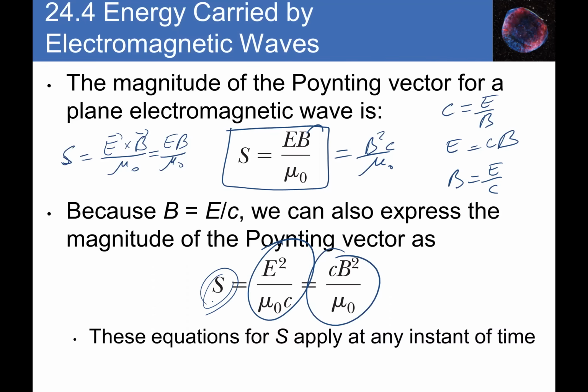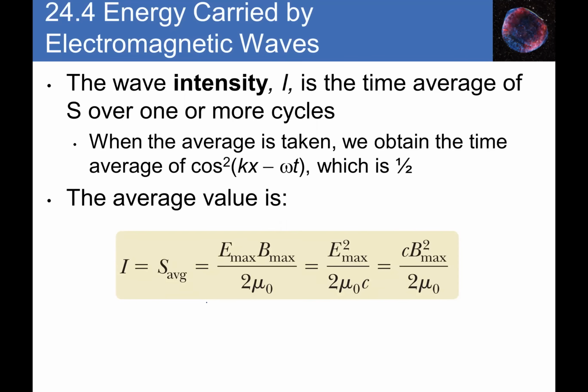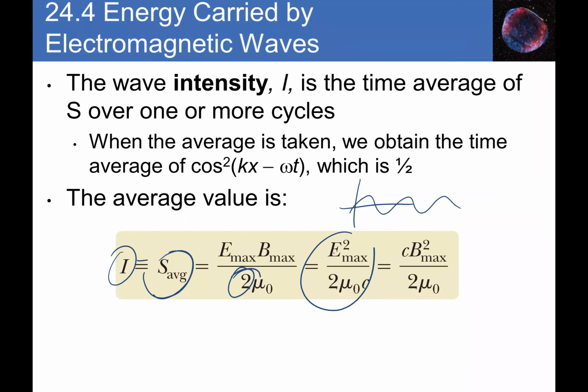Another thing we can calculate is the intensity. Since the Poynting vector varies with time, we can find the average Poynting vector value, and once you find the average, that average is defined as the intensity. So intensity is nothing but the average Poynting vector value, and you have E max B max over 2 mu naught. The 2 here is what makes this an average value. Those two other equations are just substituting for E or B and writing in terms of only one variable. This one is just in terms of the electric field, and this one is just in terms of the magnetic field.